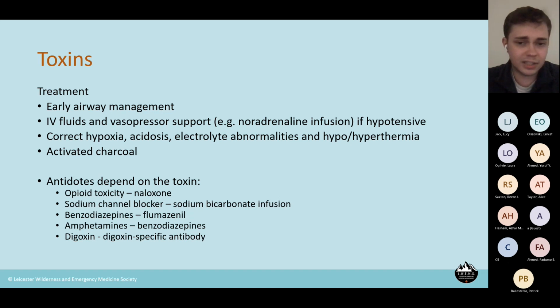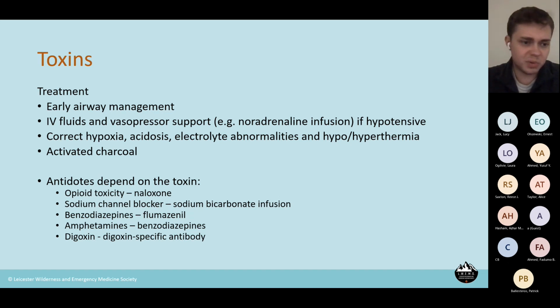You can give activated charcoal, which is very good at reducing GI absorption of many different poisons and helps them to be eliminated from the body without being absorbed. But it only really works up to about 1 hour post-ingestion, and after that, it's not really of any use. So you'd need to know when they actually took the substance and that it was taken orally for that to be of any benefit.